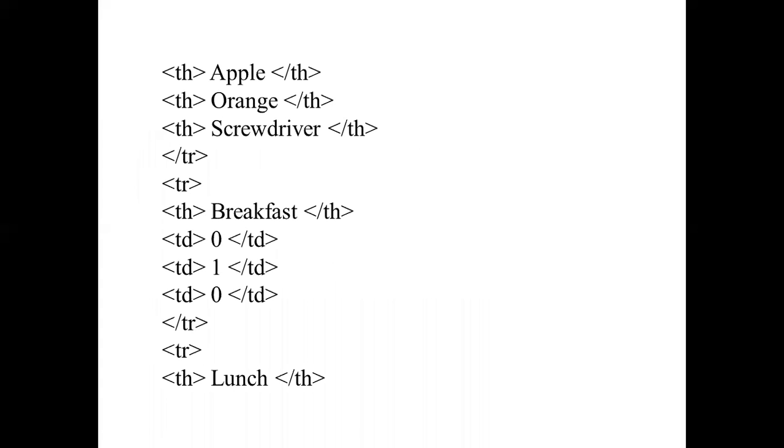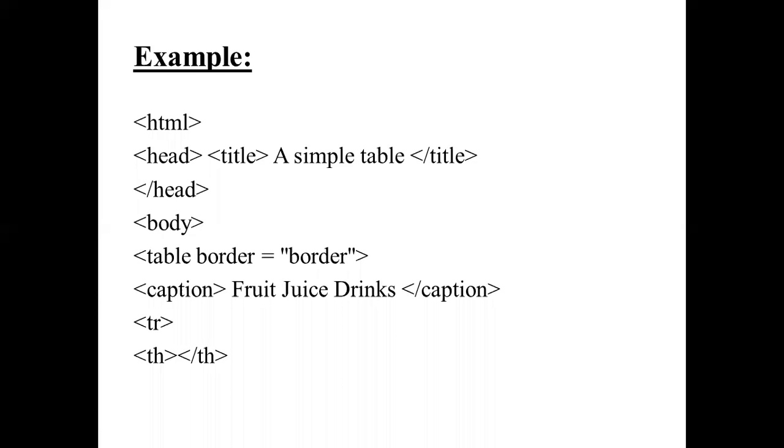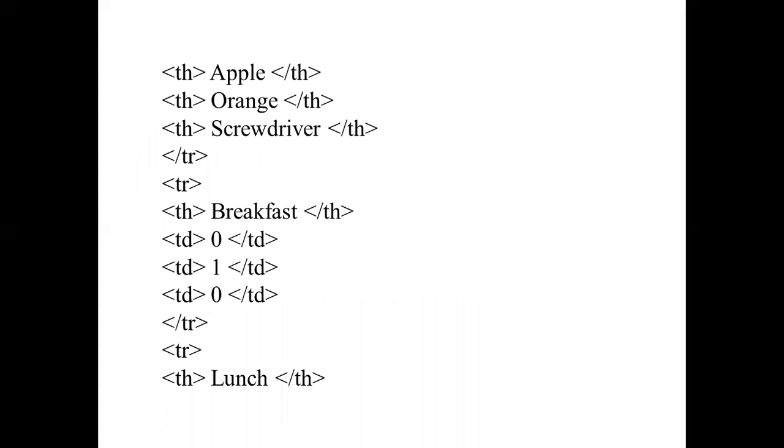Second row, breakfast, and 0, 1, 0. So here we see apple, orange, and screwdriver are specified with the tag th. That means these three tags are headings. Apple, orange, screwdriver are represented as headings. And next, breakfast, th, that is represented as a heading.